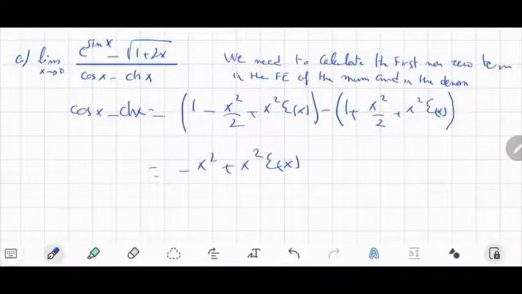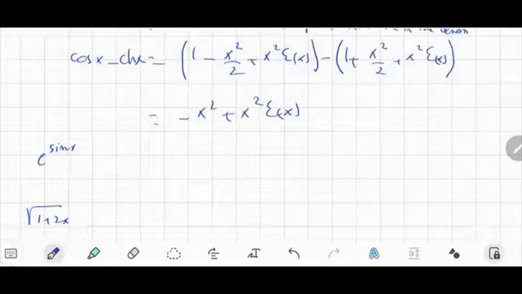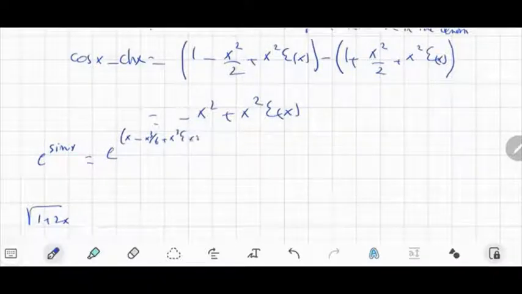Now let's look at the numerator. We have exponential sine x from one side and square root of 1 plus 2x from the other side, and we have the difference of these two. Here it's tricky. It's not easy to find out which order we are going to consider, so we have to write it down. Let's consider that we do to the order 2 or 3, for example. To start with, sine x is x minus x3 over 6 plus x3 epsilon of x.